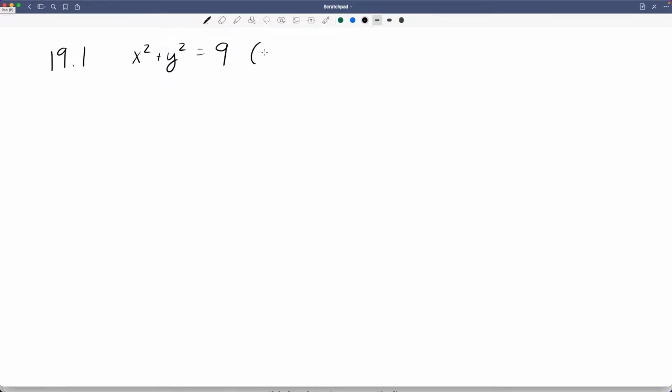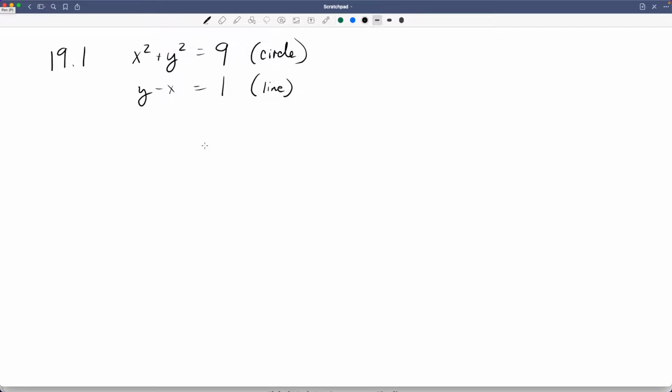This is a circle. This one is paired with a line. So this is y minus x is equal to 1. And we know that's a line because both the x and the y only have the degree of 1 to them. And that's a linear equation. That's a line. So how do we solve for that?